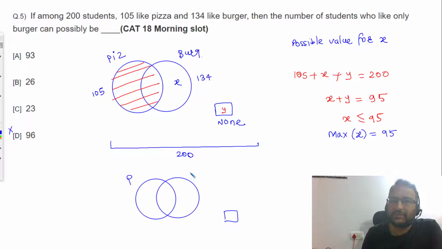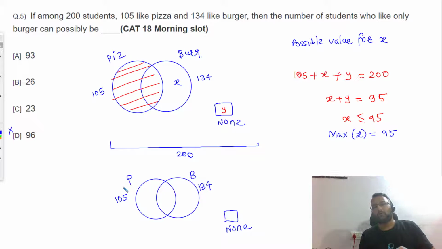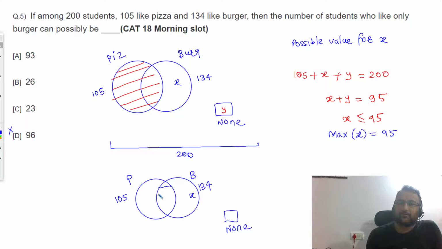So this is pizza, burger, and this is none. Total of burger is 134, total of pizza is 105. To find the minimum value of x, we need to maximize this portion. The maximum value of this portion is how much? The maximum value of this portion is going to be 105. In that case, only pizza is 0. Pizza and burger is 105.